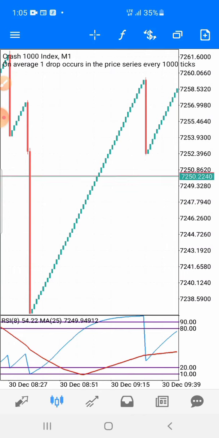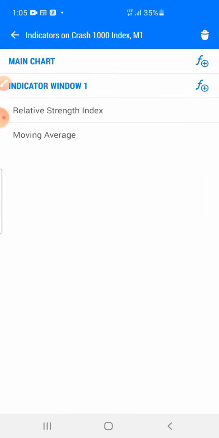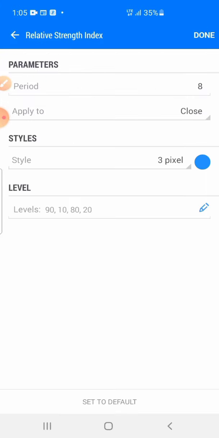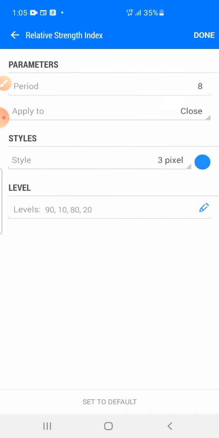There's no need for backtesting. You can do that backtest on your own. I don't want to make this video long, so you can do the backtest on your own. If you go to our indicators, the first indicator we are adding is the RSI. Pay attention. The period is 8. Okay, apply to close. Then the style is 3 pixels. Then for levels, you have level 90, level 10, level 80, and 20. Choose any color of your choice there, then click on done.